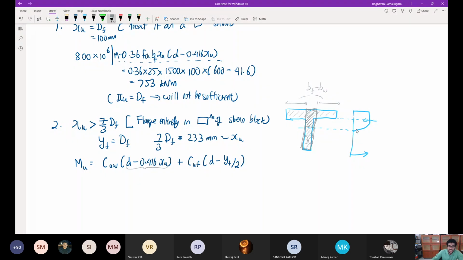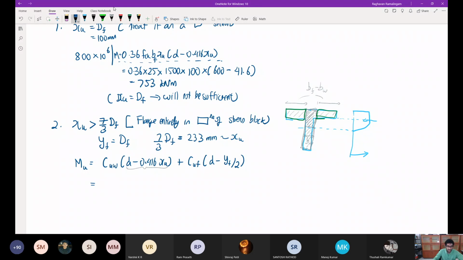Then you also have something else, which is given by this. This second term gives you the moment resisted by these two parts of the T section. This is the way to remember it. Once you know what this means, it is very easy to recollect, and based on this you'll be able to guess what CUW, etc. are.